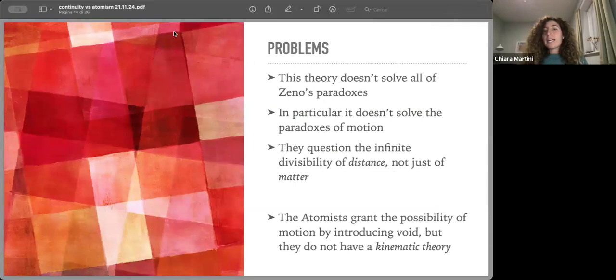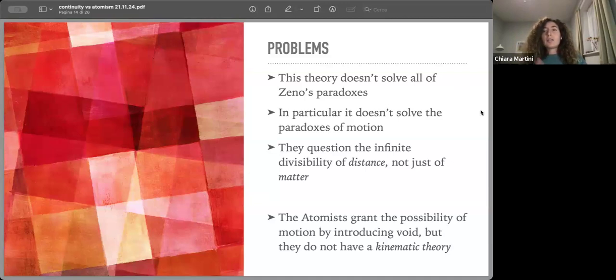Now, what are the problems with that? It seems that, okay, it might be a little bit weird. We have these things that are invisible and unobservable, posited by reason, but that seems to work. And if we are just thinking about the structure of matter, it does work, but it doesn't really solve all of the paradoxes that Zeno has. In particular, it does not solve any of the paradoxes of motion.